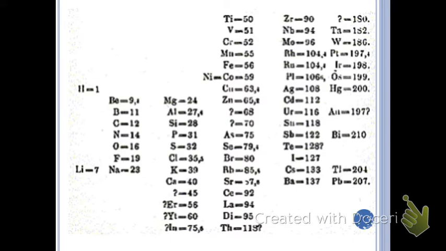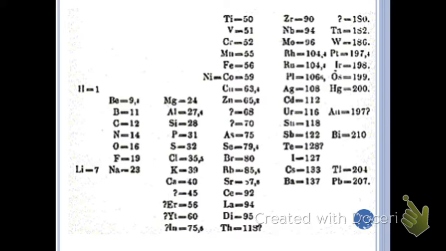This dude was so smart, he even left gaps in the periodic table for elements he knew were going to be discovered. They hadn't been discovered yet, but he was able to figure out the patterns in the periodic table, and he left blank spots about where he thought they were going to fit in. So here is how he arranged it to begin with.